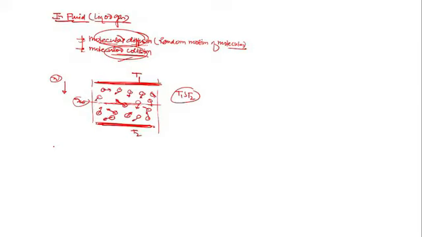Now as far as examples of conduction heat transfer are concerned, there are various examples. For example, if the end of a metal spoon is suddenly immersed in a cup of hot coffee, it will eventually get warmed due to conduction only. Let's say this is a hot cup of coffee, and you place a steel spoon in it. This side will get warmed.